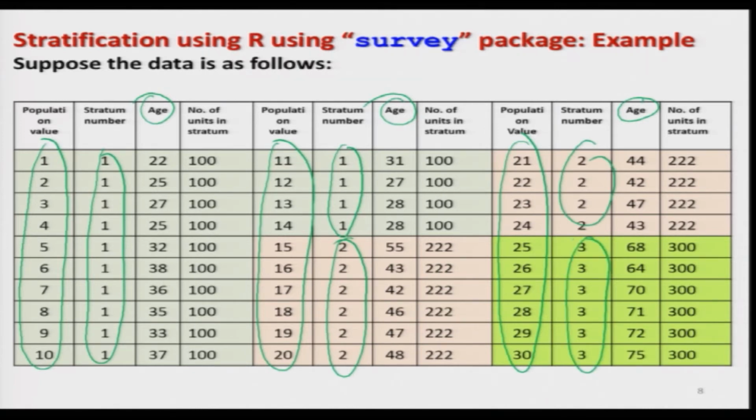Then I have to define N1, N2, N3 for each of the units. Suppose in stratum number 1 there are 100 units. Every observation has to be given a value here, say 100. This is the way this package works. In stratum number 2, just to make a difference, I am taking the value 222 for each observation, and stratum number 3 has, suppose, 300. So, N1 is equal to 100, N2 is equal to 222, and N3 is equal to 300.